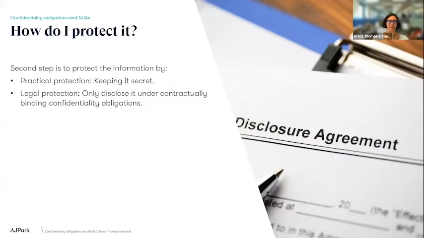And then legal protection, which is only disclosing it under contractually binding confidentiality obligations, which might be a specific confidentiality agreement or non-disclosure agreement, or it could be confidentiality obligations in some other kind of agreement, like a services agreement or a supply agreement. Most contracts have some kind of confidentiality provisions in them.